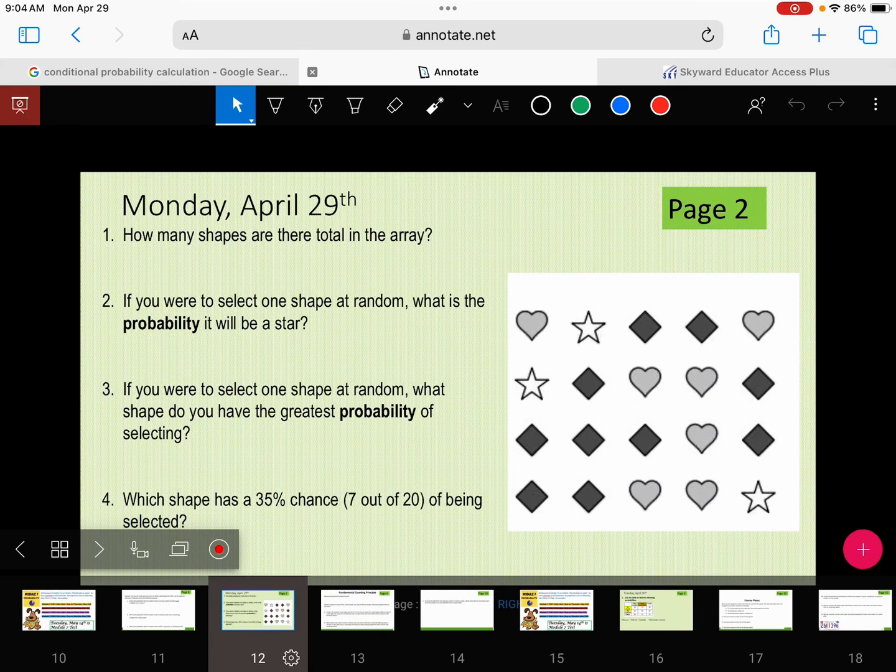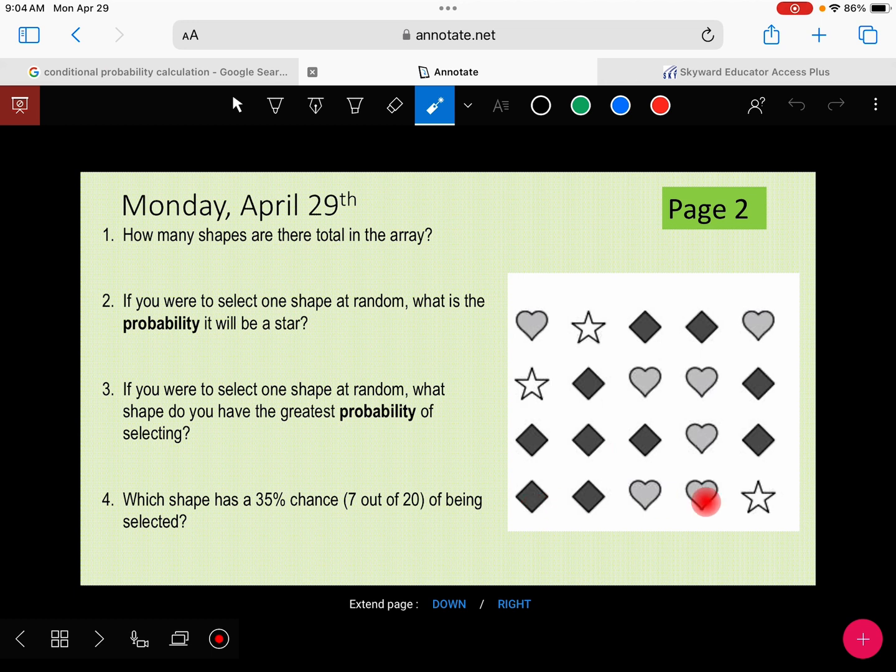How many shapes do we have altogether? If you count up all of these shapes. Who agrees it's 20? Who counted it and got 20? So that would be the answer to number 1.